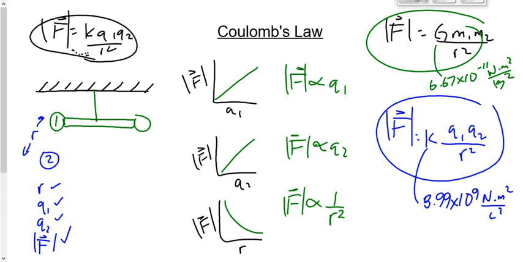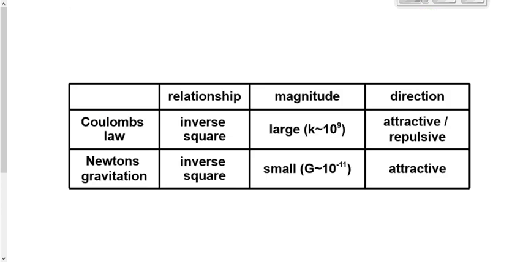Now, these two equations have a lot in common. They also have differences. Coulomb's law and Newton's law of universal gravitation are both what we call inverse square relationships. It means that F, in both cases, is inversely related to the square of the distance. The magnitude? Well, Coulomb's law, we established yesterday, was a big force versus gravity, which of the four fundamental forces is the smallest one by quite a bit.